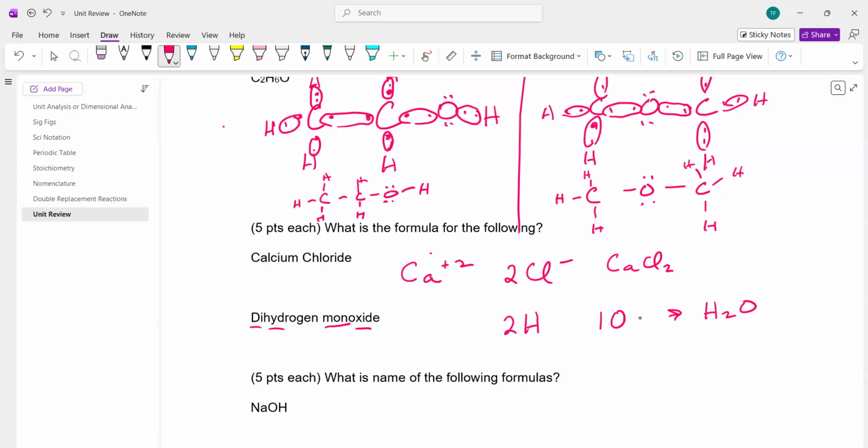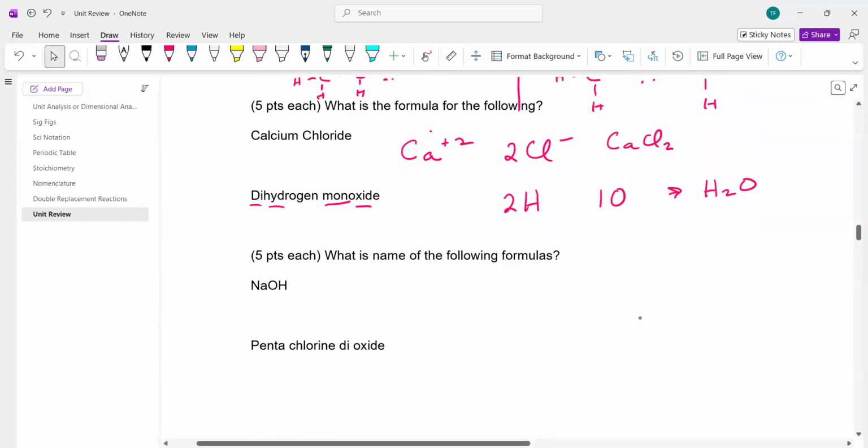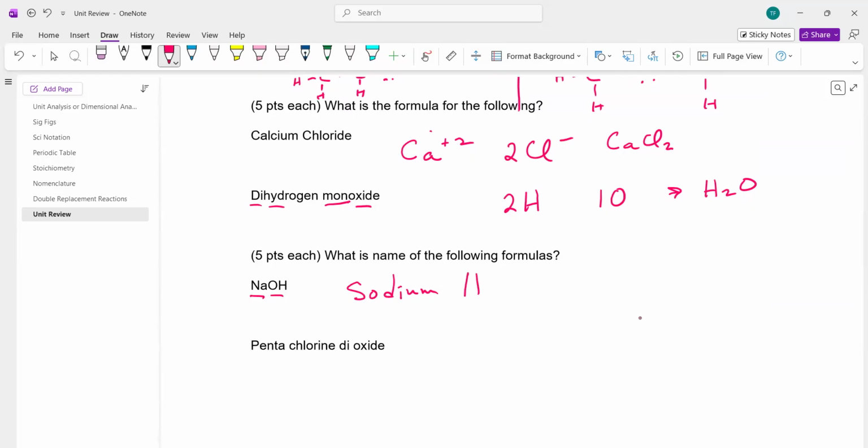Okay, name the following. Sodium hydroxide, chlorine oxide. 5 and 2.